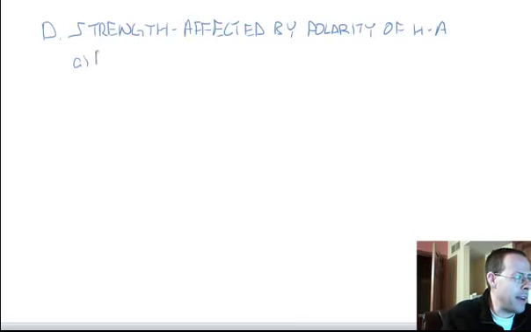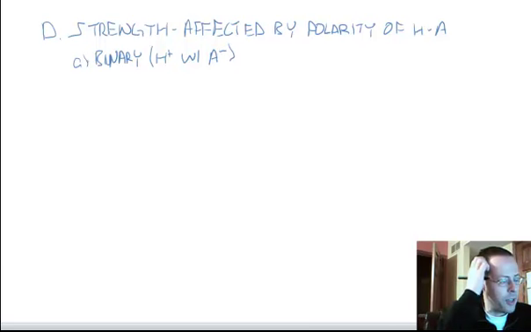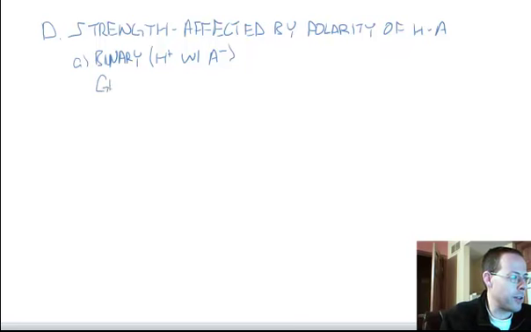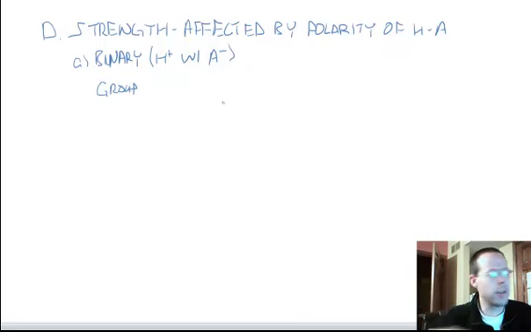If we have a binary acid, so B-I-N-A-R-Y, binaries, it is simply H with some anion, A minus. Okay, so binary just means two elements, so HCl, H2S, but we have H with one other thing. If this is true, we have a couple trends. We have a group trend and a period trend. And obviously groups are columns, periods are going to be rows.